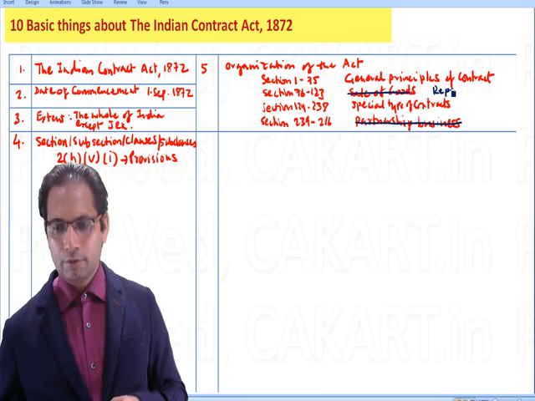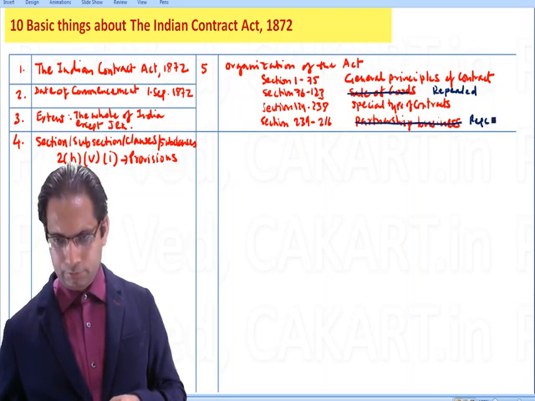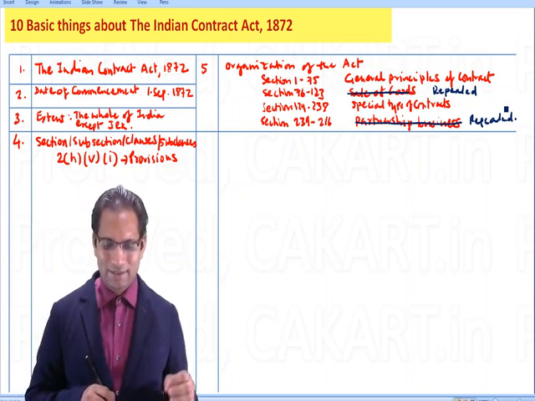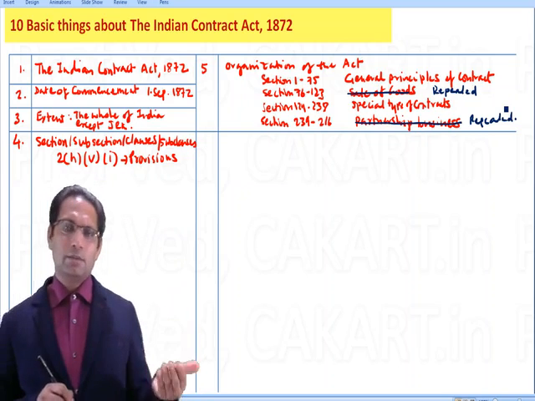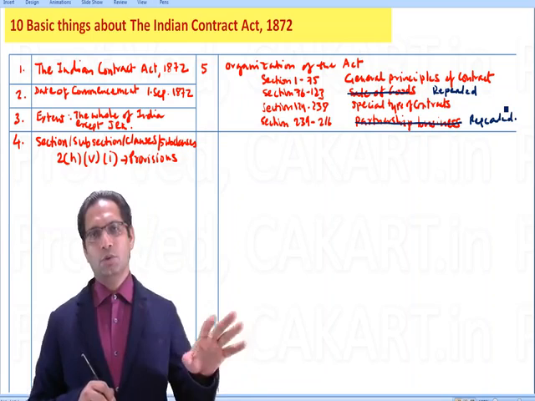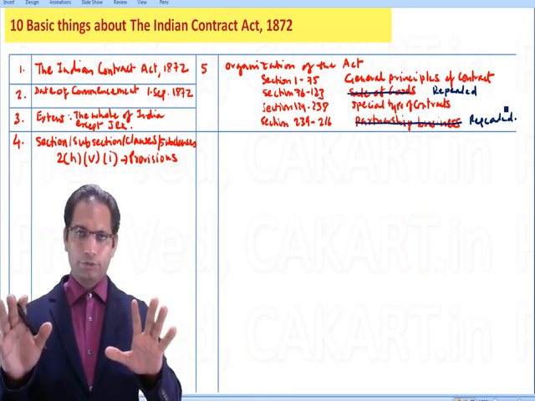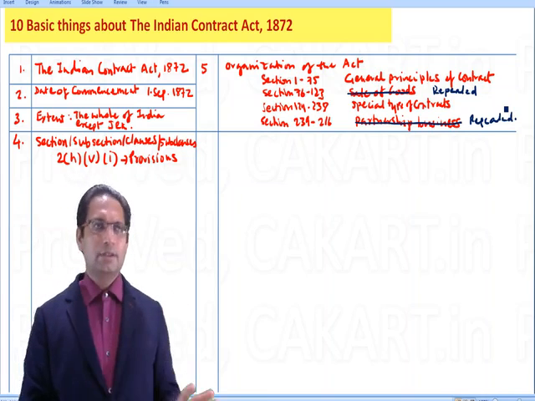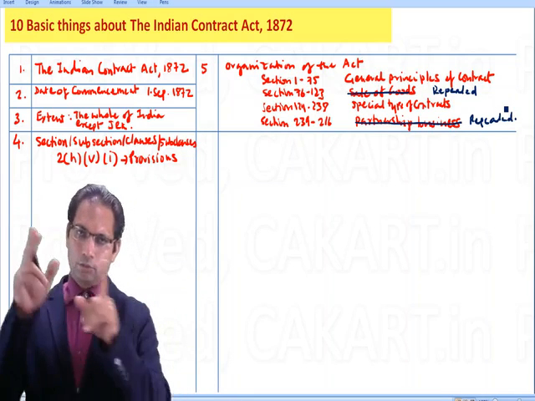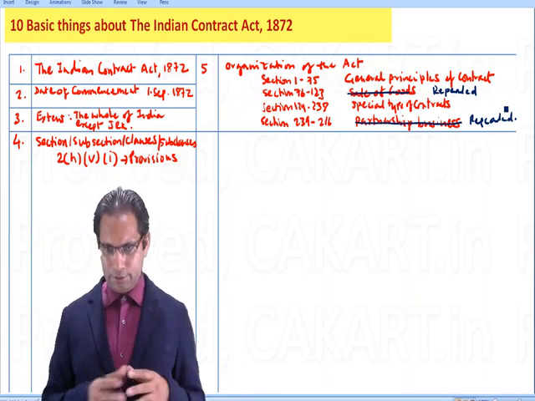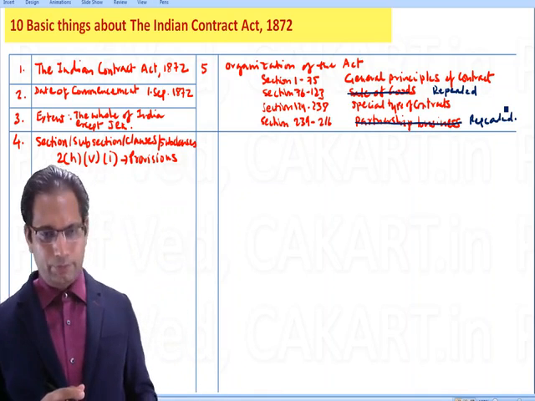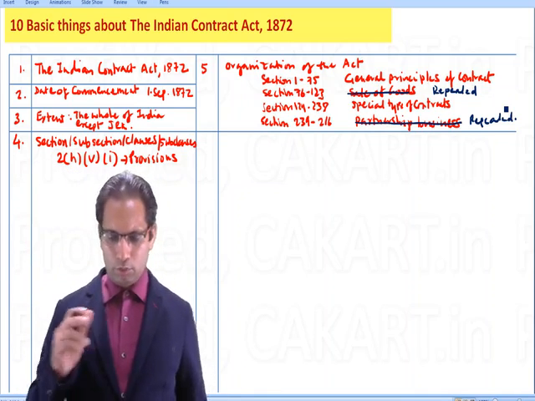The Sale of Goods Act 1930 and the Indian Partnership Act 1932 were enacted, and the provisions in the Indian Contract Act relating to those subjects were repealed. Okay, there was a fifth point to remember. Let's go to the sixth point now.